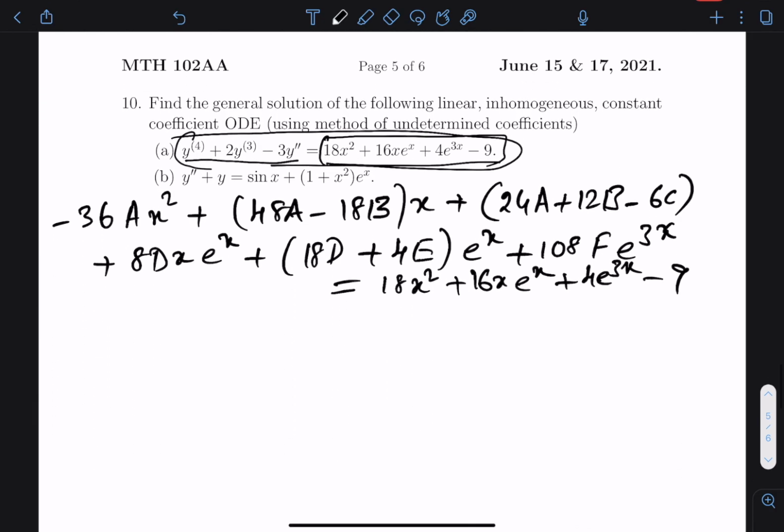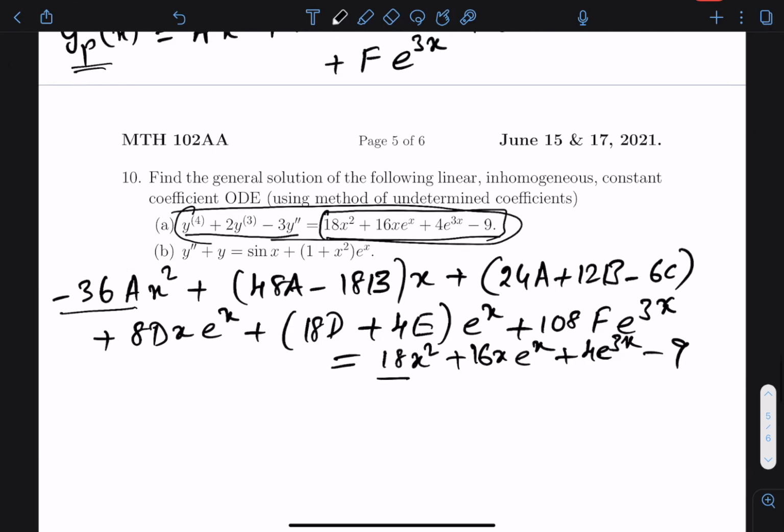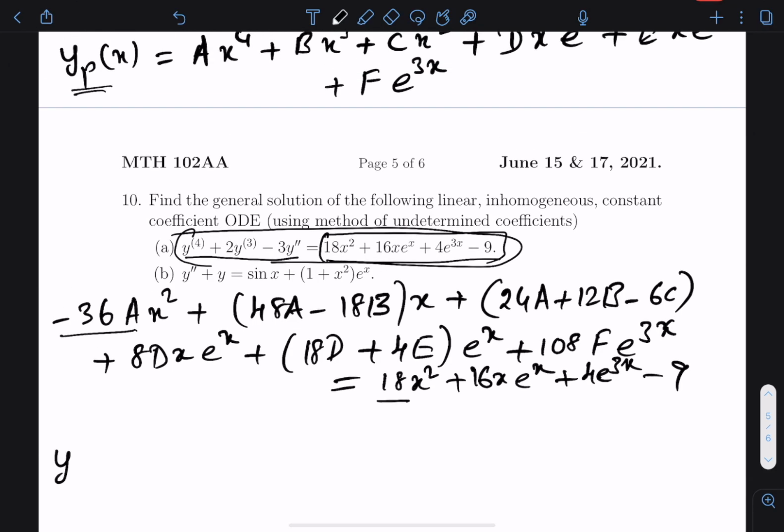Okay, now you equate the like terms. So there is an x squared term here, accumulate all the x squared terms here, and so on. That's what we have done here. So there is x squared term here 18, so minus 36a should be equal to 18, which means a should be minus 1 over 2. So we have already written, if a is minus 1 over 2, yp of x is minus 1 over 2 x power 4.